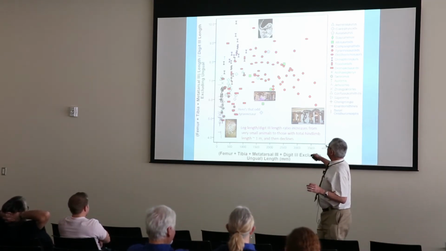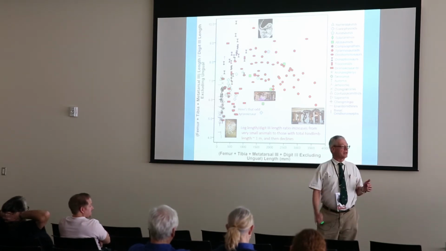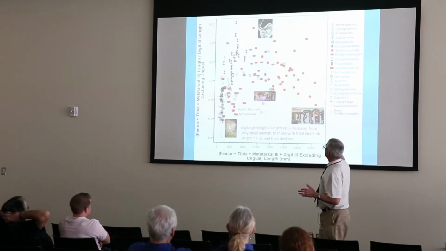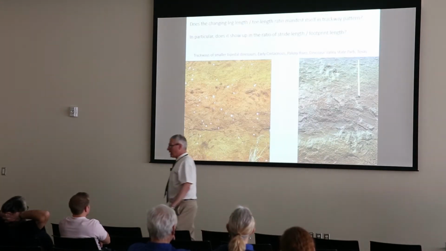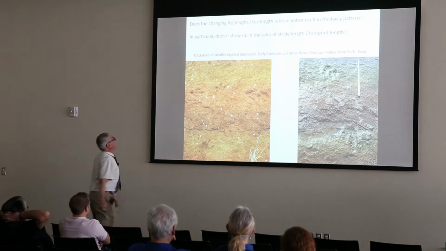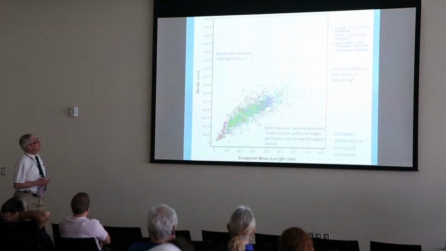So the ratio does seem to increase in size from very small animals to those with a total limb length of around 1 meter, and then it starts going down again. So, does this show up in the trackway evidence? And in particular, does it show up in the ratio of stride length to footprint length?